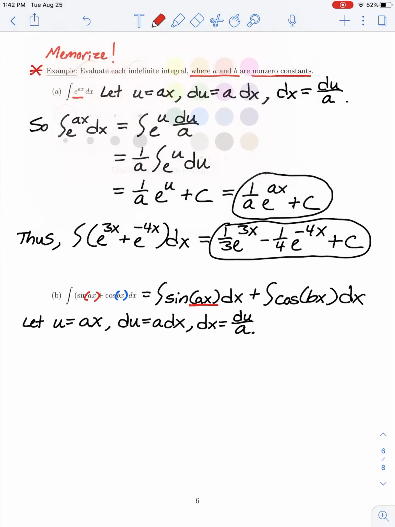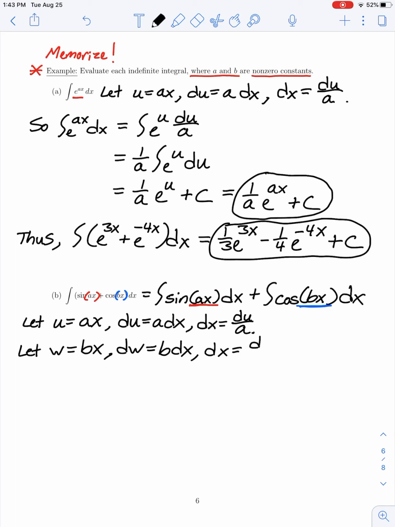Now for this second integral, where we have a composite function cosine of bx, again I'm going to need to use a substitution. And since I've already used the variable u for a times x, let's maybe use another variable. Let's call it w for the inner function in that second integral, that is b times x. So finding the differential of w, we would have b times dx. So dx in that second integral is equal to dw over b.